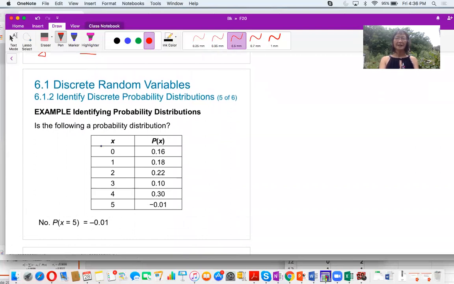So let's check this table. Is this table a probability distribution? The answer is no, because you have a negative probability. The probability will never be a negative number. Okay.